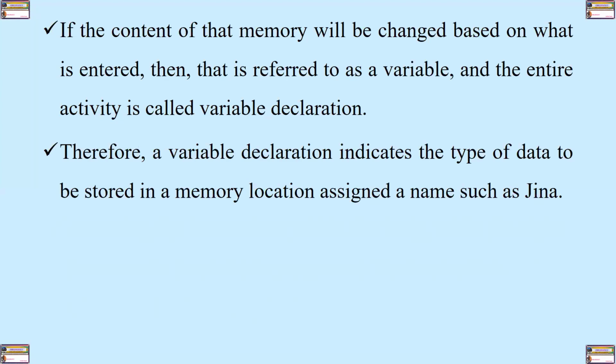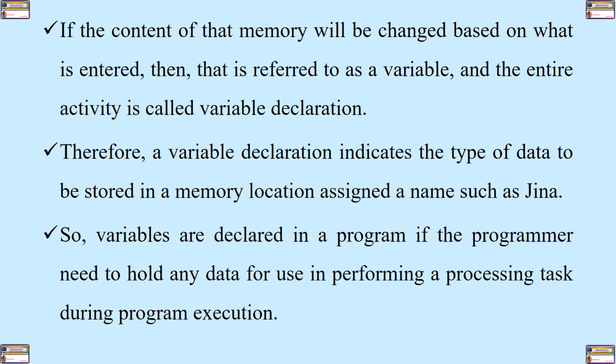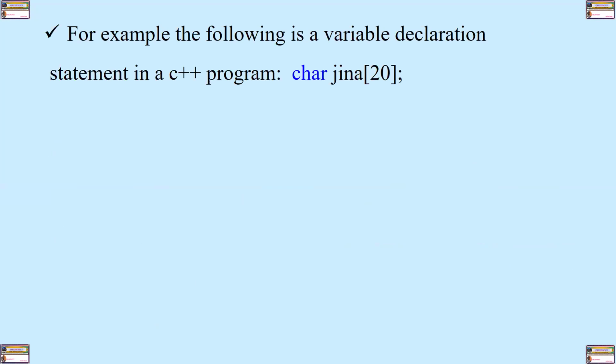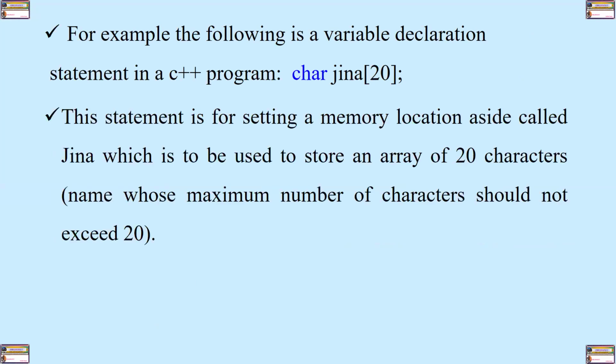Therefore, a variable declaration indicates the type of data to be stored in a memory location, assigned a name such as Gina. So, variables are declared in a program if the programmer needs to build or to hold any data for use in performing a processing task during processing execution. For example, the following is a variable declaration statement in a C++ program: char Gina[20]; enclosed in square brackets with a semicolon.